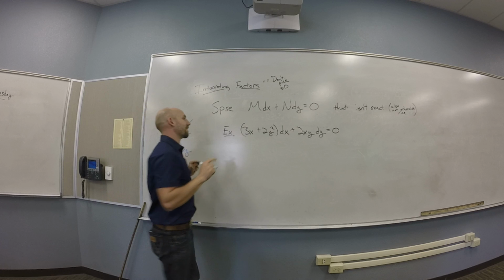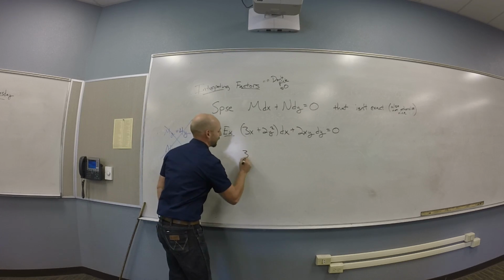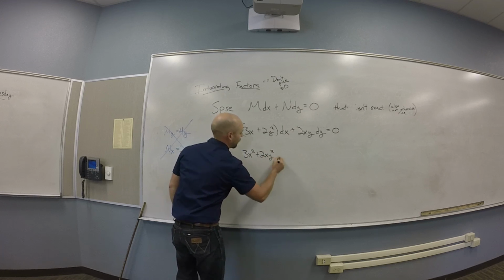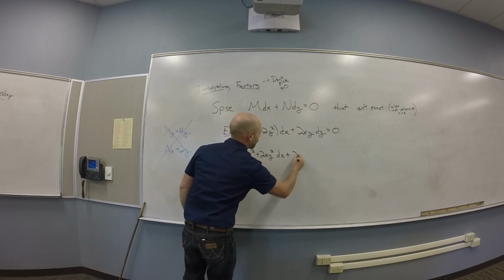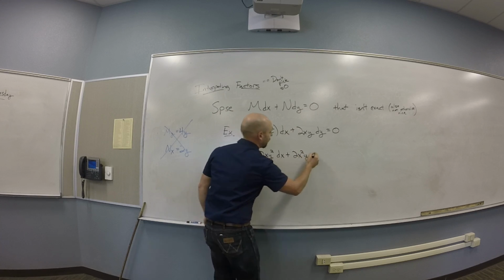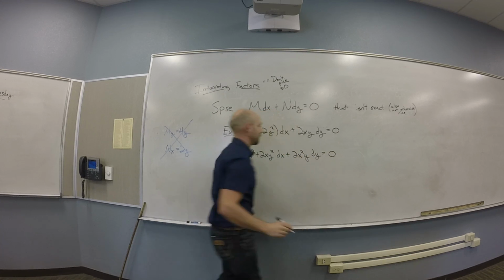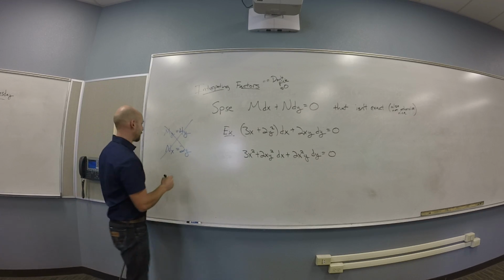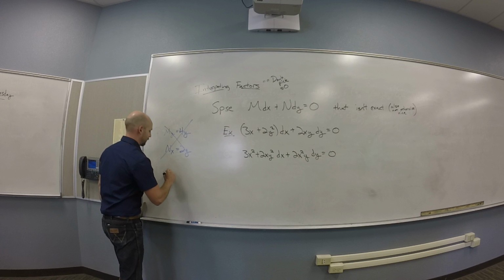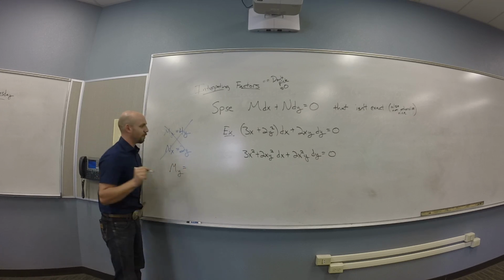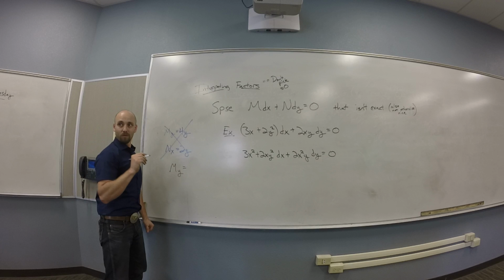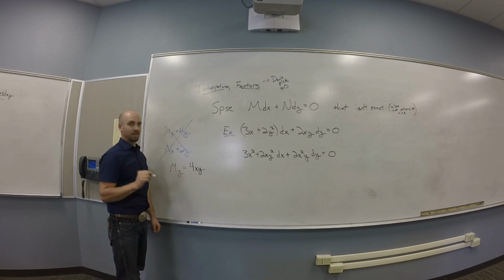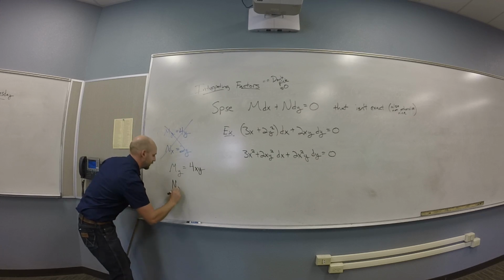Okay? If I multiply both sides through by x, I get (3x squared plus 2xy squared) dx plus 2x squared y dy is 0, right? And then what if I try my test for exactness again? What's my new my? Seems like I got a 4xy. What's your nx?